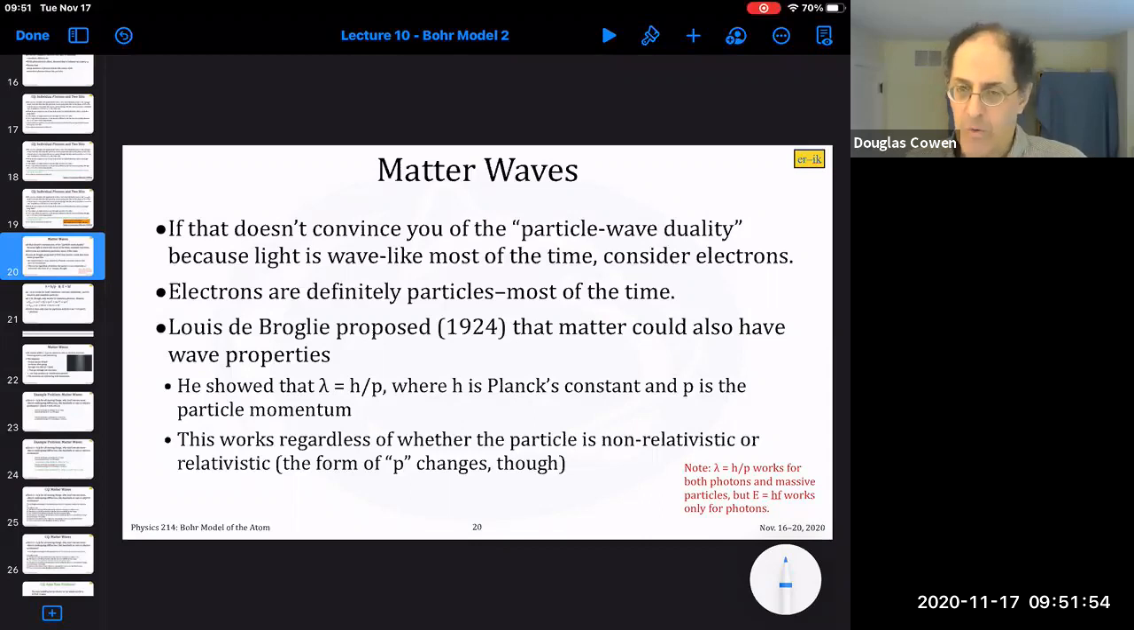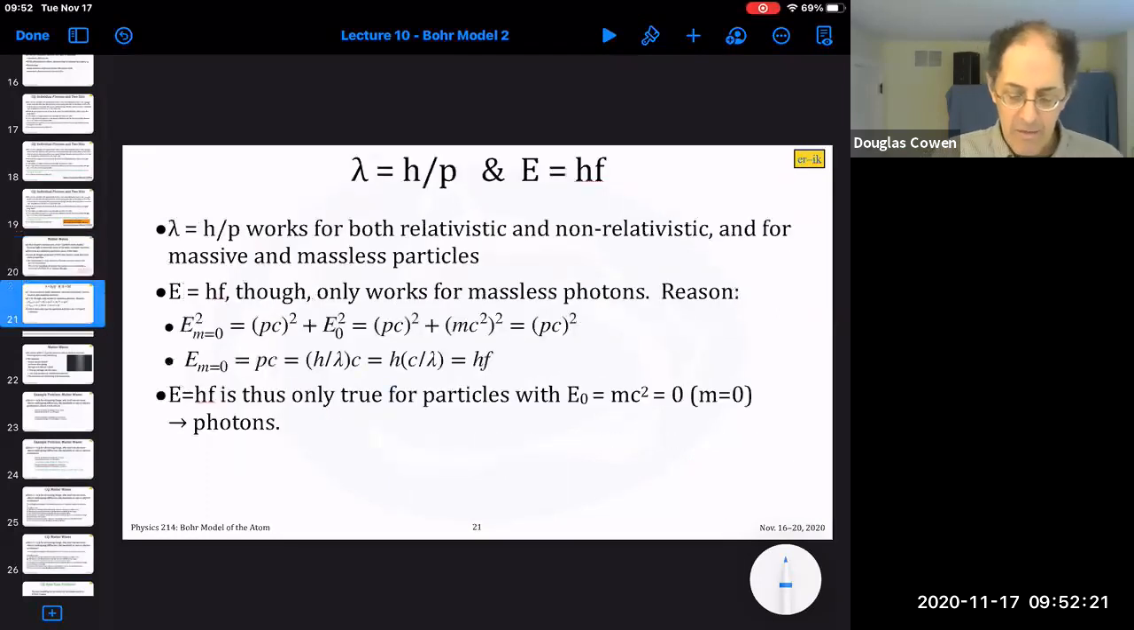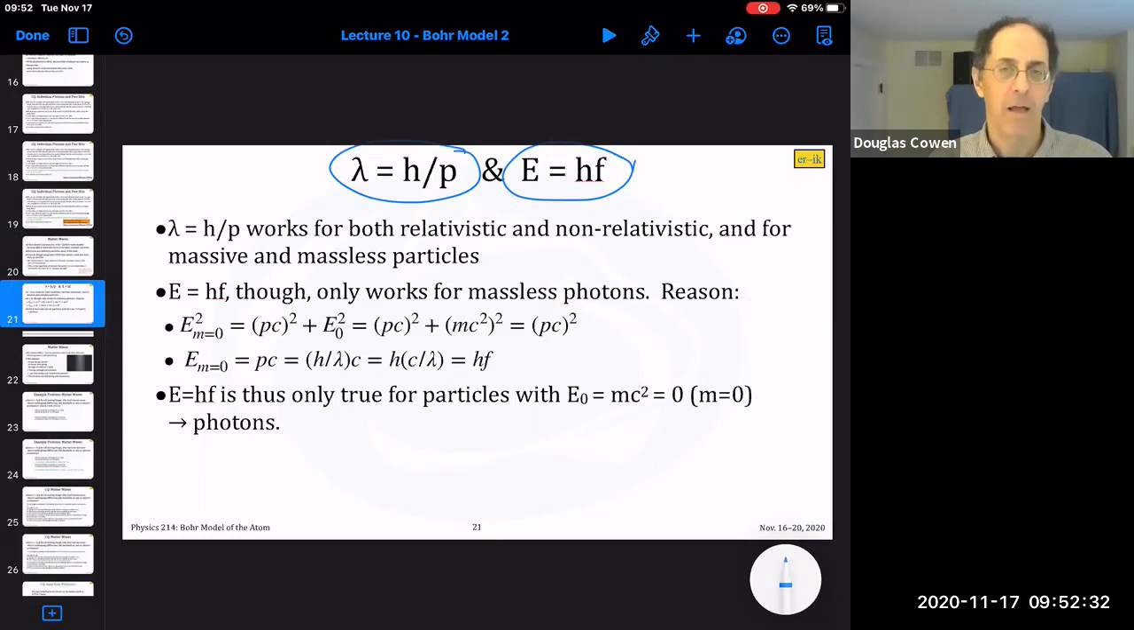So Louis de Broglie proposed in 1924 that matter could also have wave-like properties. And he showed in particular that the wavelength of a particle is equal to Planck's constant divided by the particle's momentum. And that works regardless of whether the particle is massive or massless, or whether it's relativistic or non-relativistic. It applies uniformly. But I'll mention that while lambda equals h over p applies for any particle, E equals hf, that we wrote down before from Einstein's discussion of the photoelectric effect, only applies to photons.